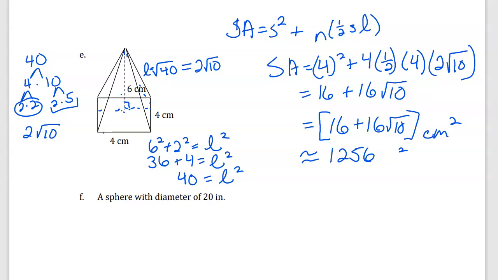Our approximate solution would be... Nope, that would not be right. I'm looking at the wrong one. I do not have the approximation for that one for some reason. Let's see here. That would be 16 plus 16 times the square root of 10. That would be approximately 66.6 centimeters squared.